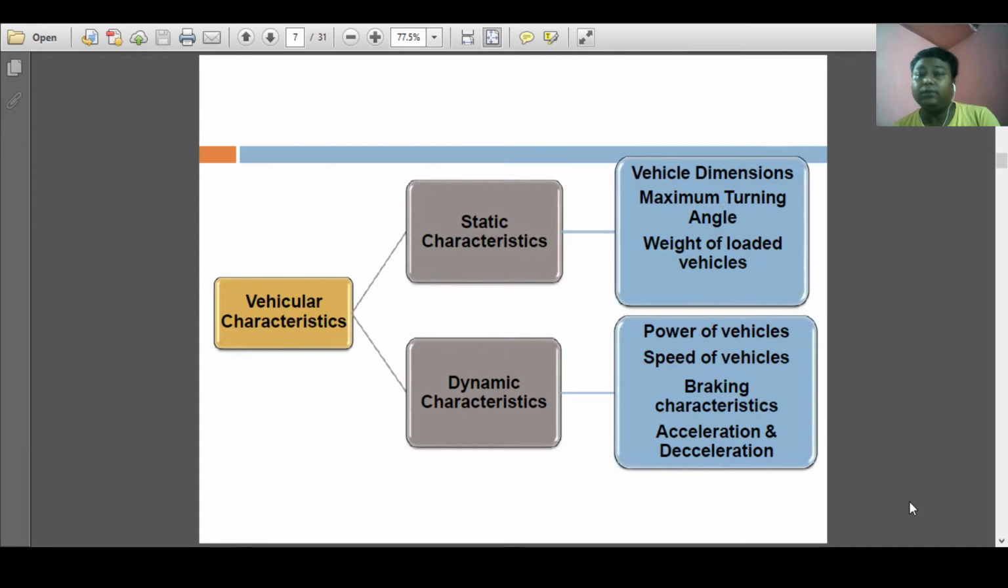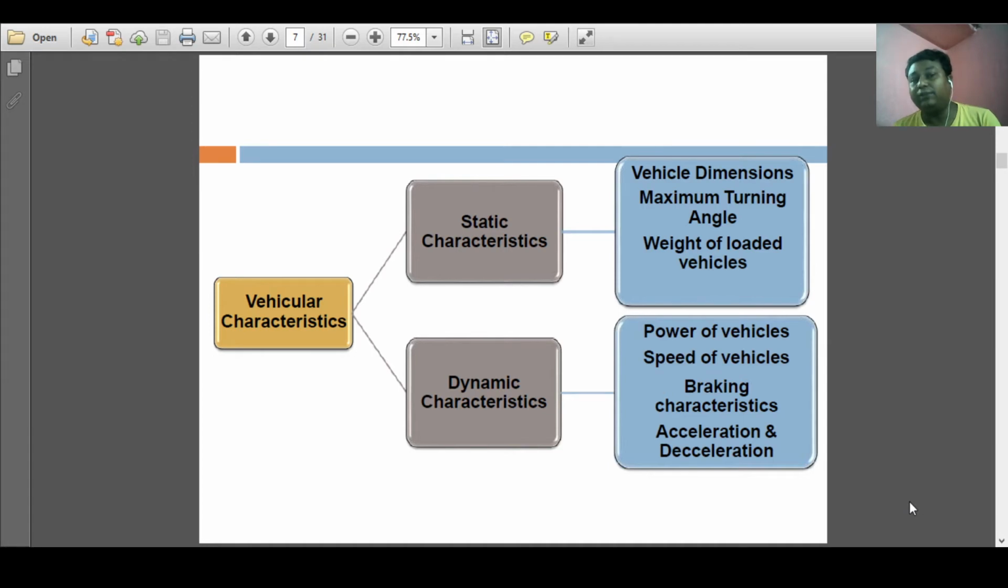Next are the vehicular characteristics. As I said, there are two types of characteristics. One is traffic characteristics or the road users' characteristics, sorry, road users' characteristics and the vehicular characteristics. Road users means the people who are not driving the vehicle, the road users who are using the road apart from the vehicle.